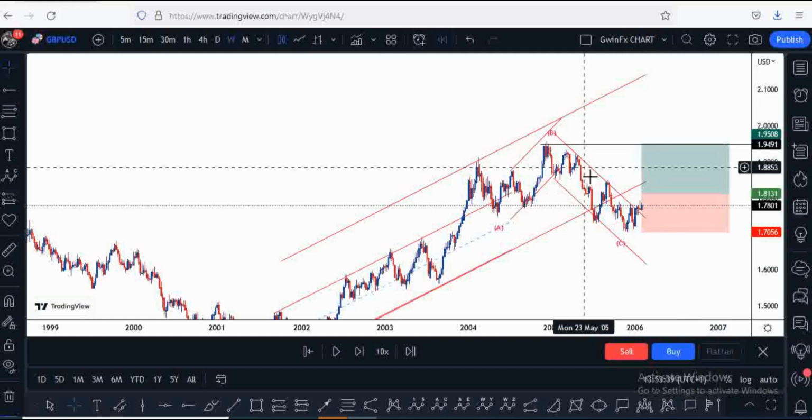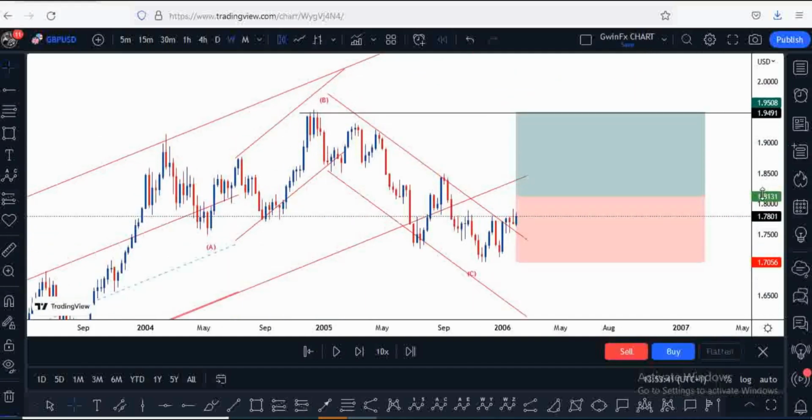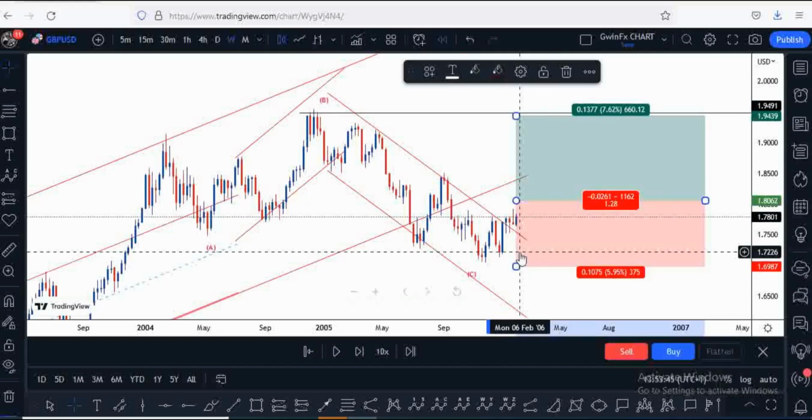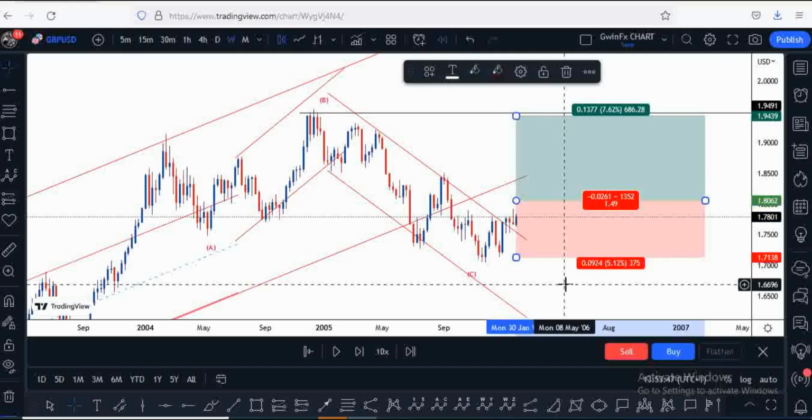Let me zoom in a little bit for you guys to see. So we look at putting a pending buy stop there just above the previous highs, and put a stop loss there.